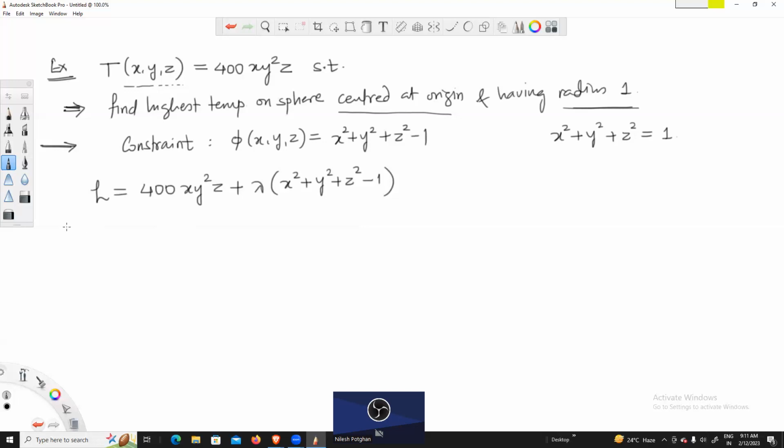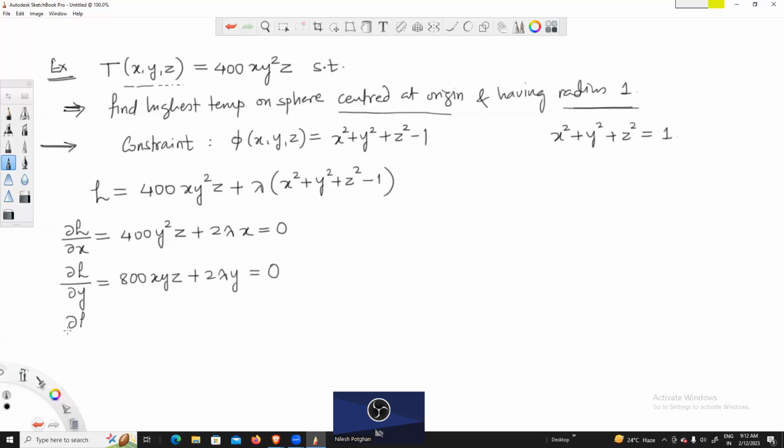So if you differentiate with respect to x first, you get this equation: 400 y square z plus 2 lambda x equal to 0. All right, no worries about that. Second equation, del over del y, you have 800 x y z from this second term plus 2 lambda y. Again, this has to be equal to 0.